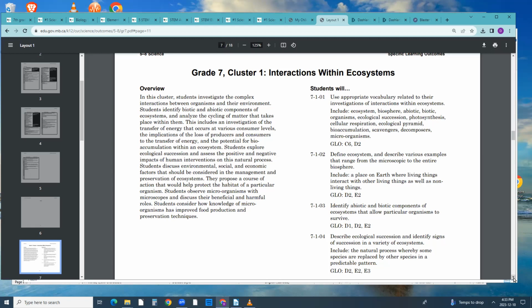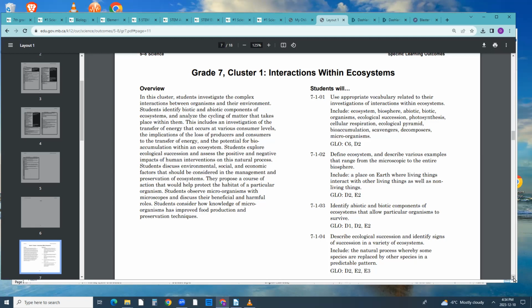Students discuss environmental, social, and economic factors that should be considered in the management and preservation of ecosystems. They propose a course of action that would help protect the habitat of a particular organism. Students observe microorganisms with microscopes and discuss their beneficial and harmful roles. Students consider how knowledge of microorganisms has improved food production and preservation techniques. Students will use appropriate vocabulary related to their investigations of interactions within ecosystems.